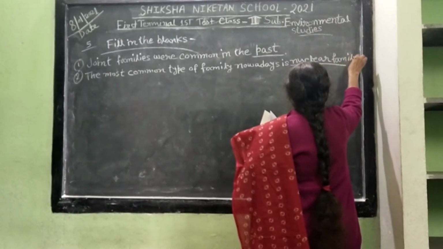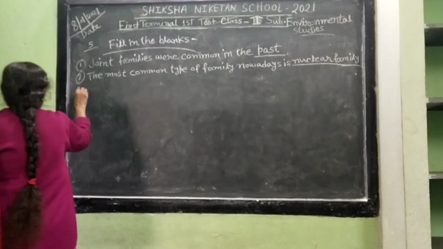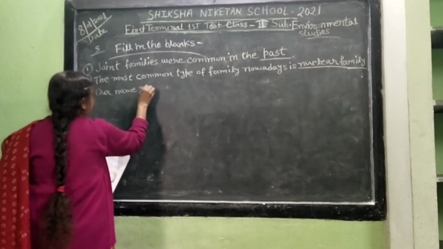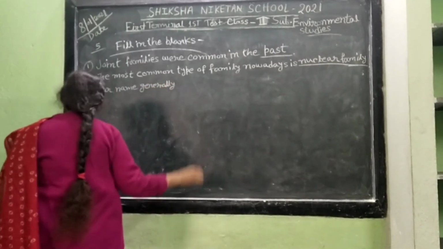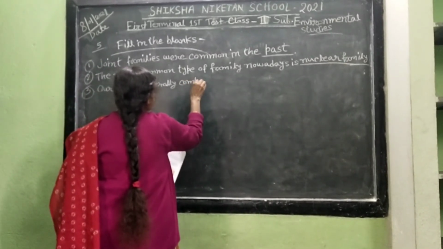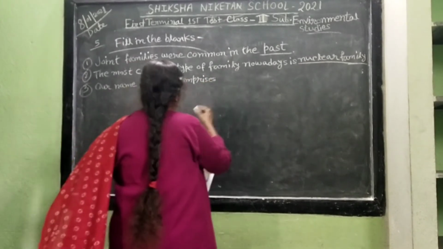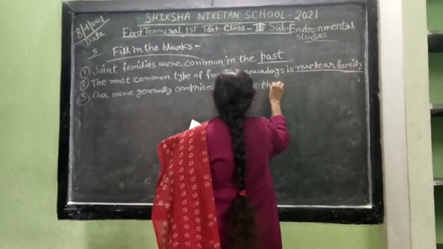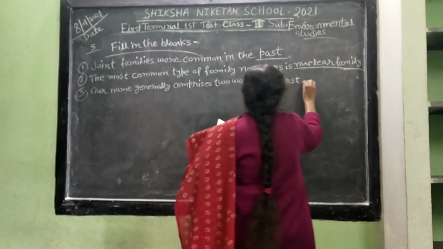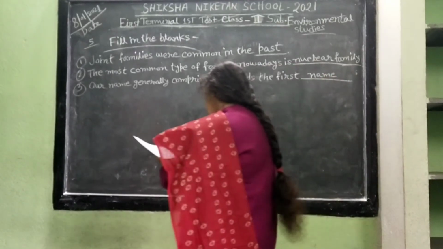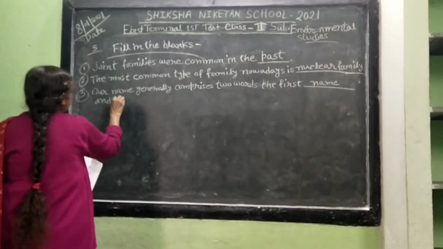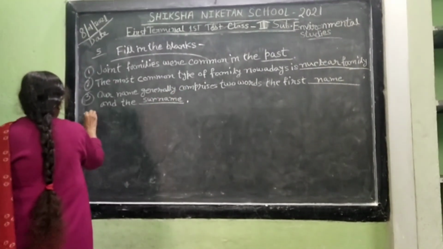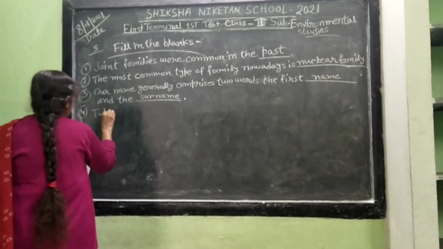Nuclear family. The answer is nuclear family. Number 3. Our name generally comprises two words: the first name and the surname. Question number 4. Twins generally resemble each other.